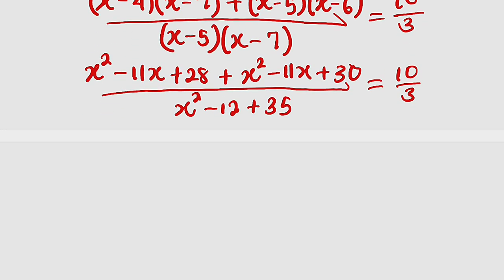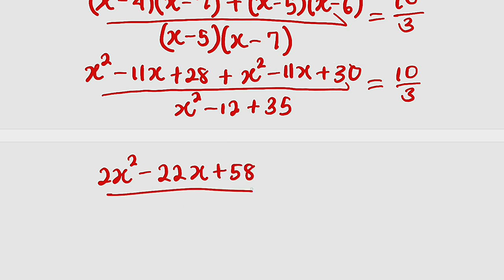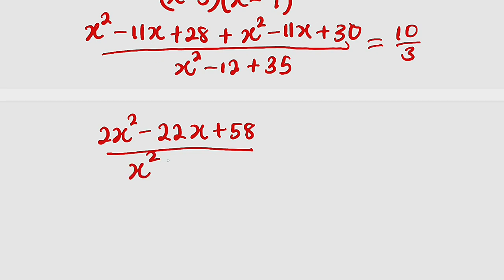Let us collect the like terms. x squared, that would be 2x squared. Then the x's, negative 11 and negative 11 is negative 22. Then we have this and this, which is going to give us 58, divided by x squared minus 12x plus 35. And this is equal to 10 divided by 3.